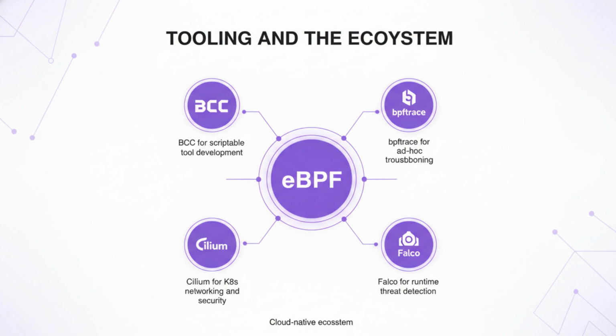The eBPF ecosystem is rapidly maturing, providing high-level abstractions for complex kernel interactions. BCC, the BPF Compiler Collection, offers a suite of powerful tools and a Python/Lua interface for quick script development. For more concise ad hoc investigations, bpftrace provides a high-level tracing language inspired by AWK and DTrace. In the cloud-native space, projects like Cilium leverage eBPF for networking and security in Kubernetes, while Falco uses it for runtime security. These tools allow architects to harness the power of eBPF without needing to write raw C or bytecode, accelerating the deployment of advanced observability and security across the entire infrastructure.